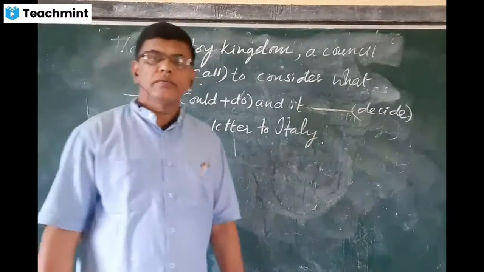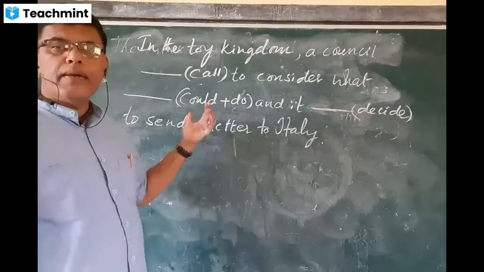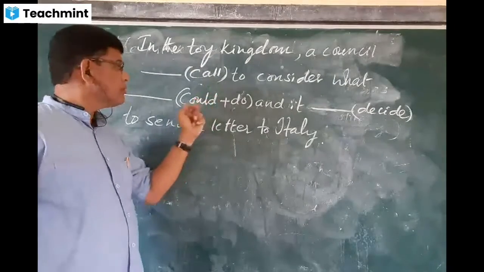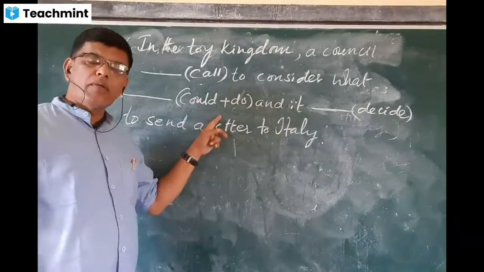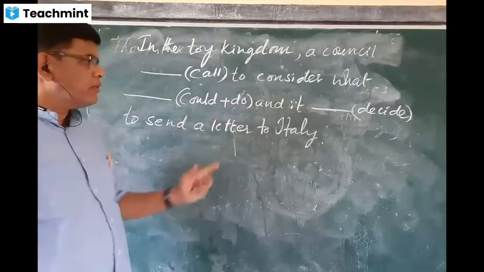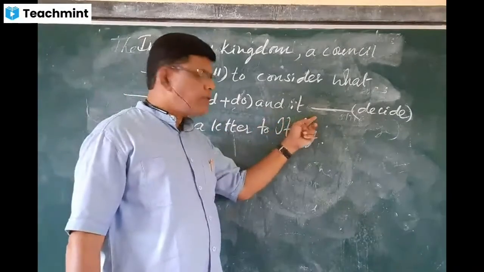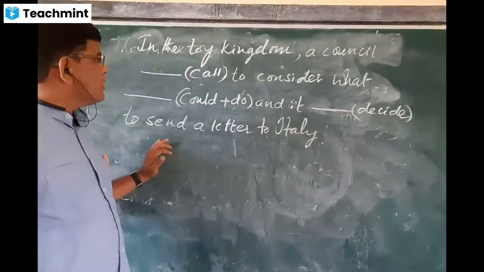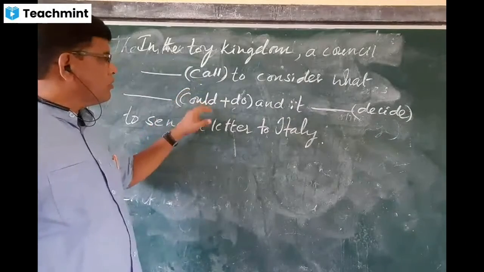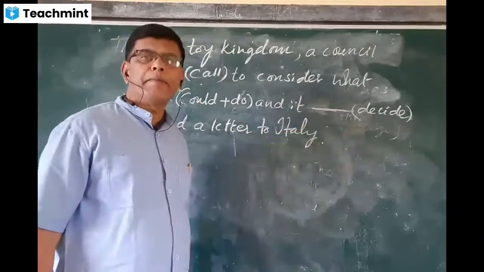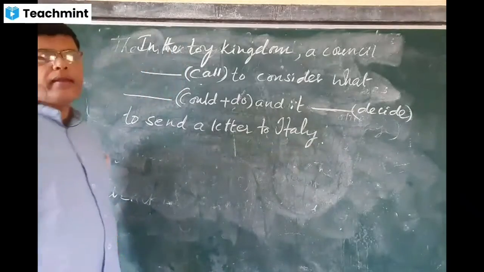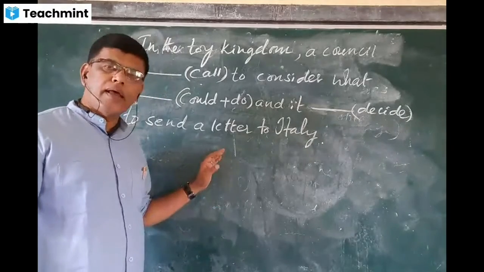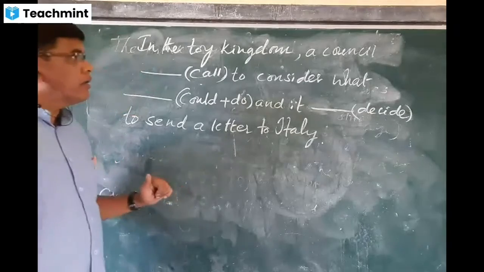So, in this passage, we have three active forms of the words: call, could do, which is a combination of two verbs here, and it dash decide. Decide is the active verb here. Yes, here are the three verbs: call, could do, plus decide. The tense of this passage is again past. Matte kala ade bhutkaladalli. Okay.